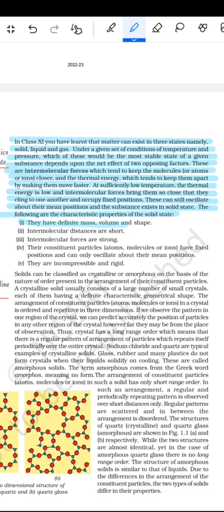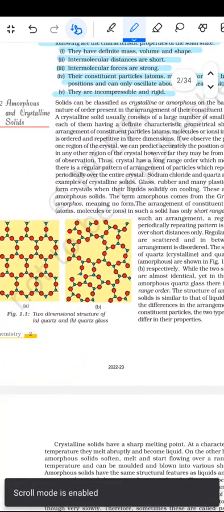पहला कि they have definite mass, volume and shape. दूसरा कि intermolecular distances are short. तीसरा कि intermolecular forces are strong. और चौथा कि their constituent particles, atoms, molecules or ions have fixed positions and can only oscillate about their mean position. और पांचवा है कि they are incompressible and rigid. आगे है amorphous and crystalline solid.